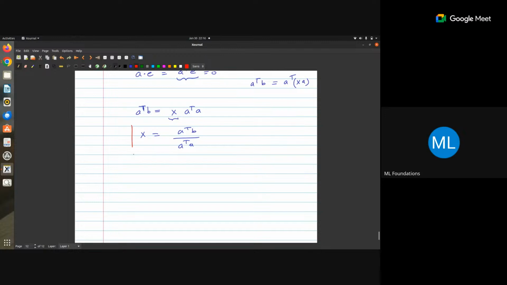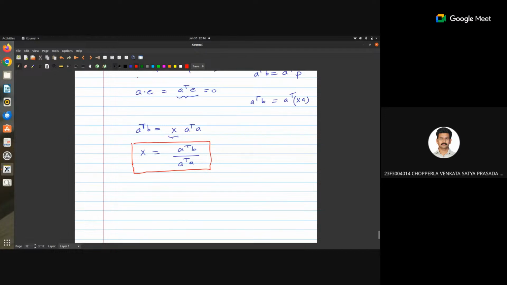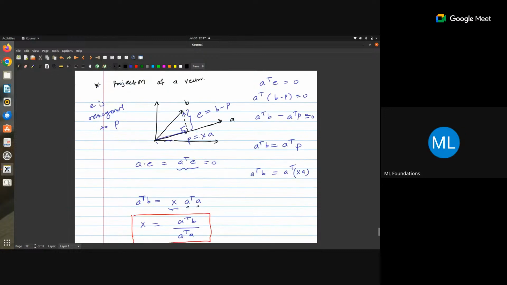Now we have found some X here. So A transpose A, is that a matrix here? A is a vector, an M cross 1 vector, or n cross 1, something like that. And the transpose of it will be 1 cross M. If I multiply that with M cross 1, what do I get? 1 cross 1, which means a scalar. This is a vector A currently.